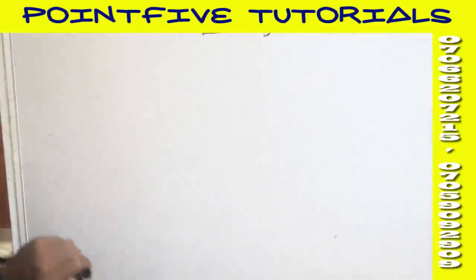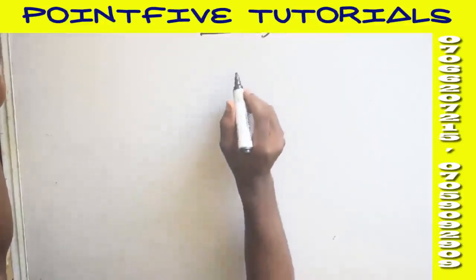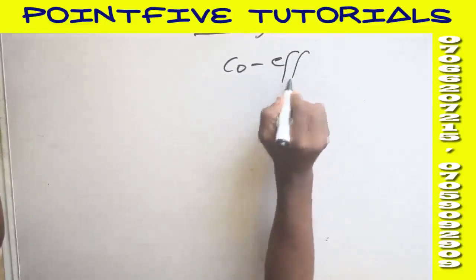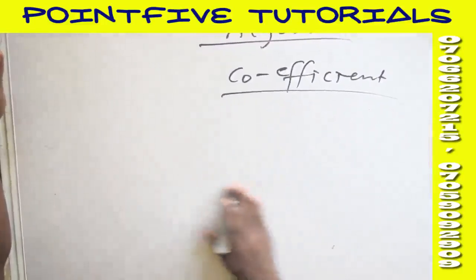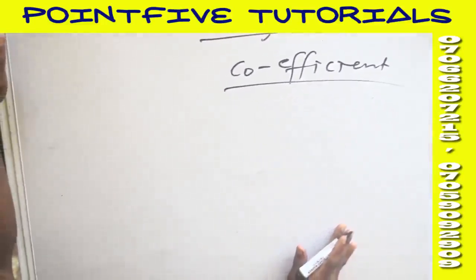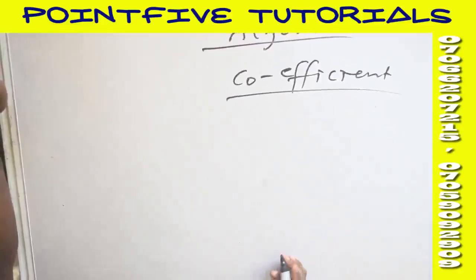So what happens to coefficient? You need to master the spelling of coefficient. So this coefficient is nothing but a number that is directly attached to a variable.